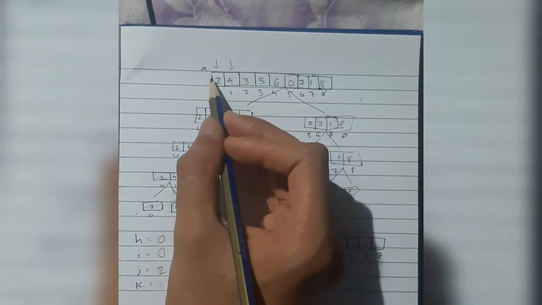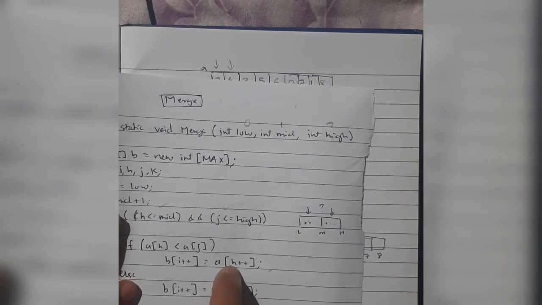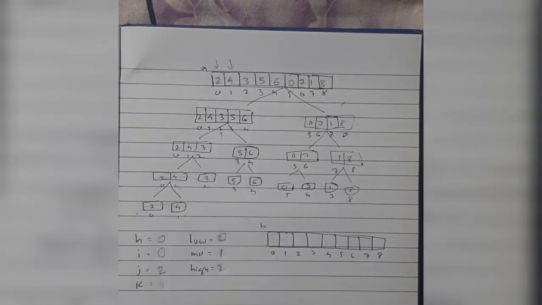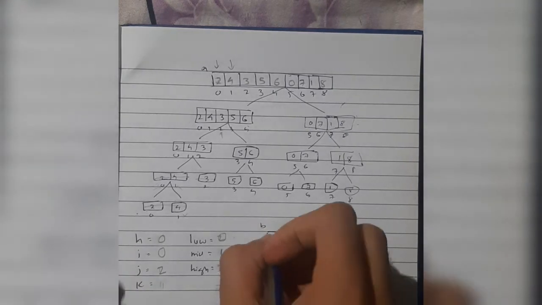Which one is smaller? Is 2 smaller than 3? A of H is smaller than A of J means 2 is smaller than 3. Yes, it is smaller than 3. So that means the A of H value will be copied into B of I. What is B of I? I is 0. So in this place we are copying the value of A of H.